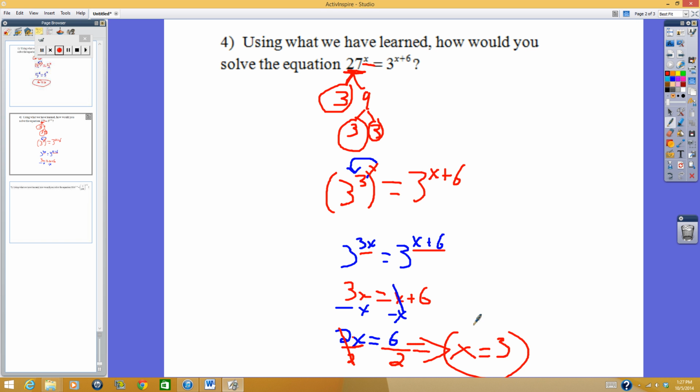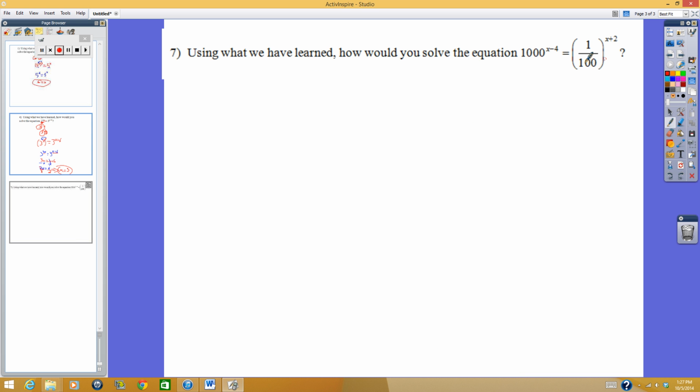Okay? So hopefully that made this one a little more clear. Like I said, it's a lot of steps, but it's not that difficult. This one I think is probably the hardest one you have.